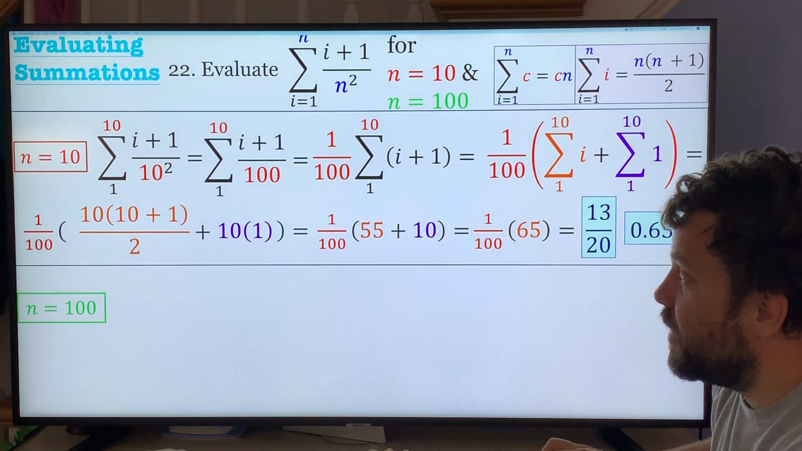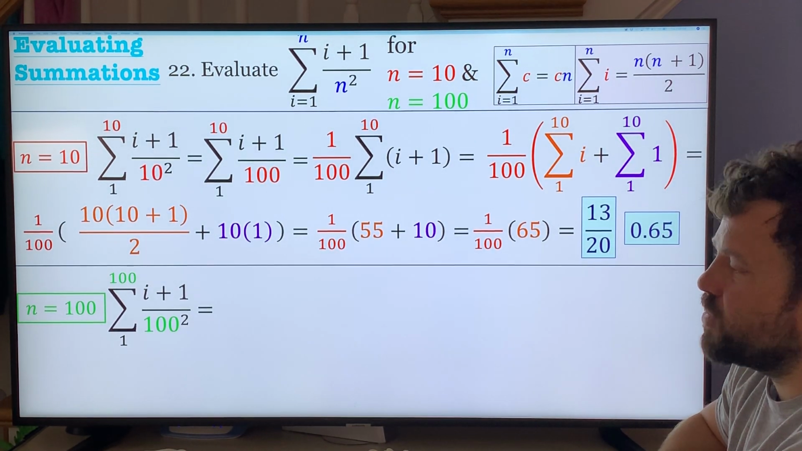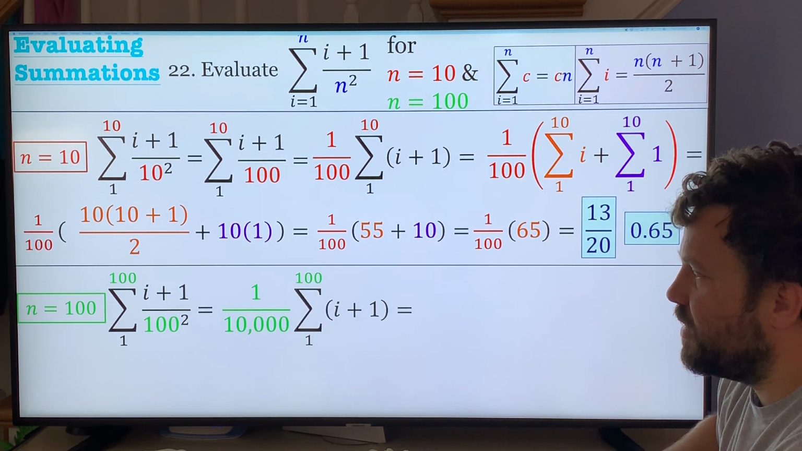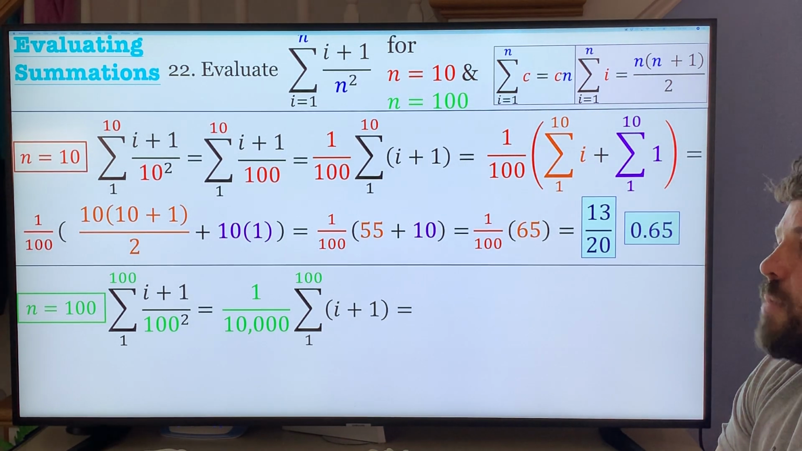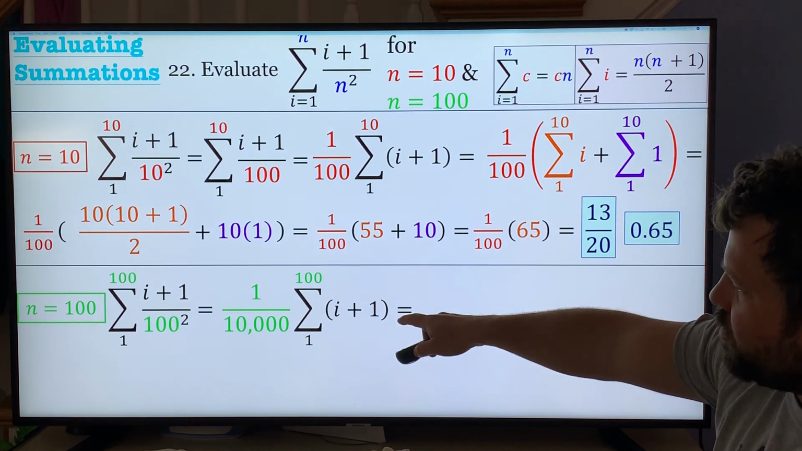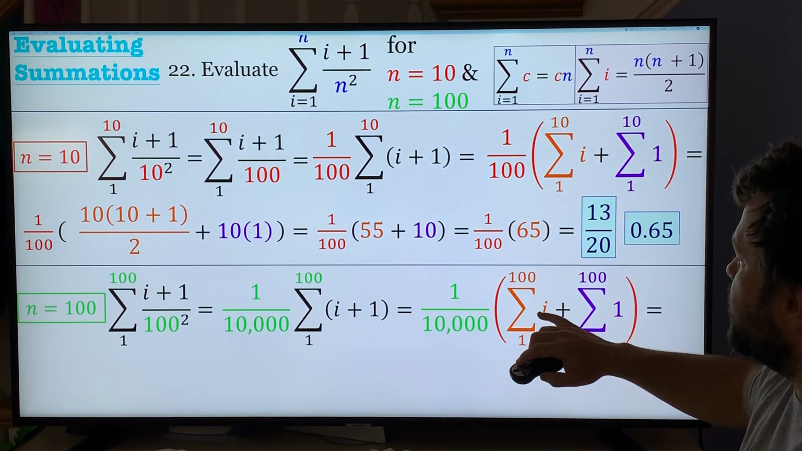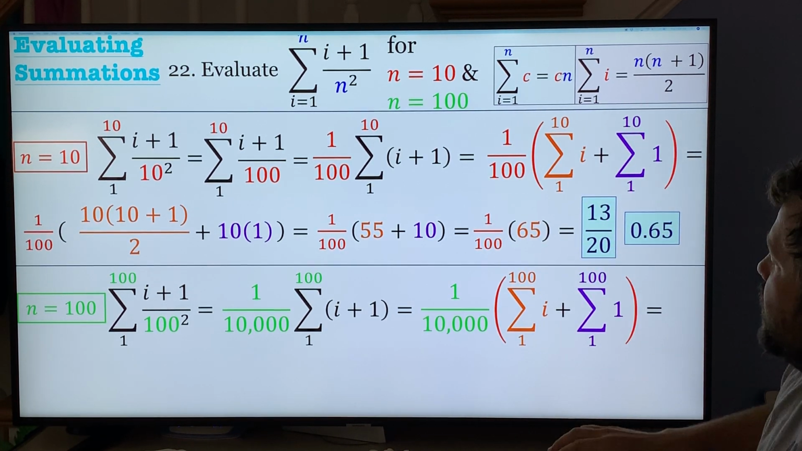All right, so that problem is actually the sum from 1 to 100 of I plus 1, over 100 squared. 100 squared is 10,000. I pulled it out front. So, if you didn't get that far, go again. Split it up as we did here. 1 over 10,000 times the sum from 1 to 100 of I, plus the sum from 1 to 100 of 1. Dump this into this equation.